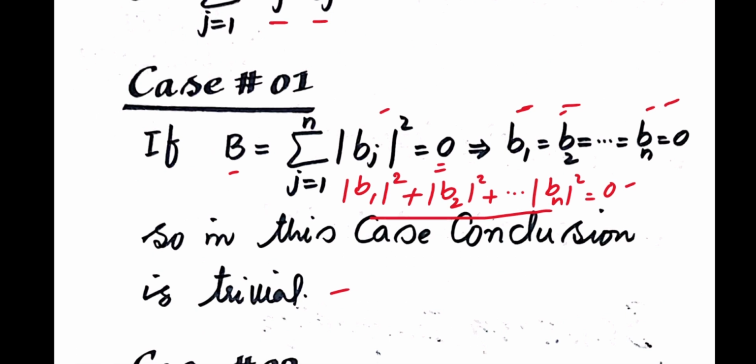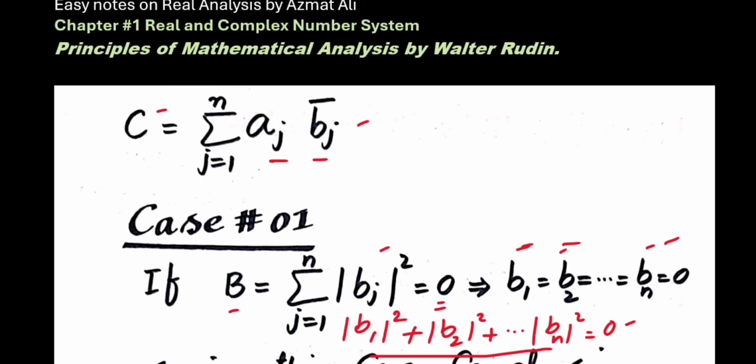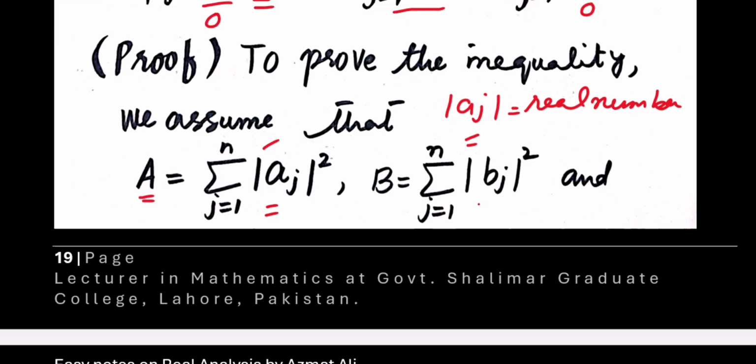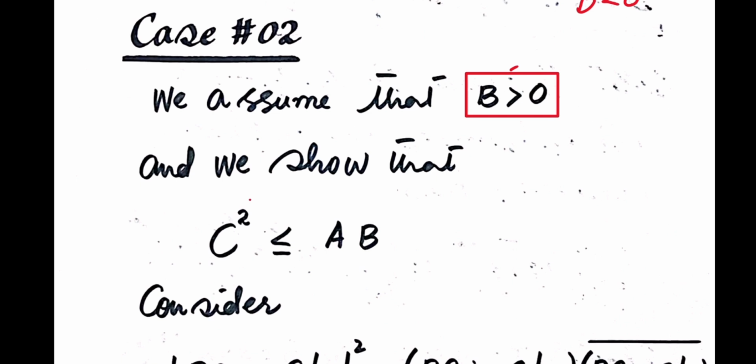Suppose next we assume that B is positive. Why are we not taking the case B is less than 0? Because this is not possible, because B represents the sum of squares, which cannot be negative in any case. So that's why we are only assuming the case when B is greater than 0. If B is greater than 0, then we have to show that |C| squared is less than or equal to AB.